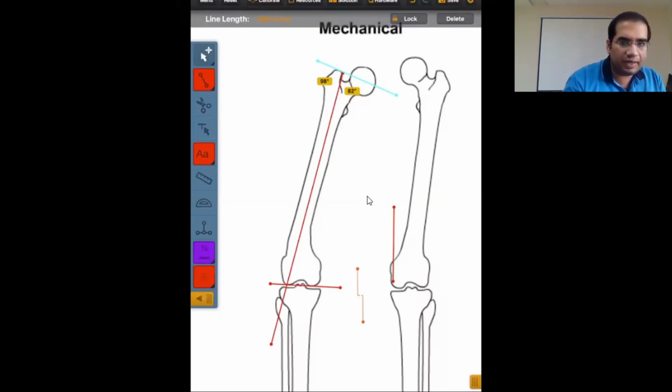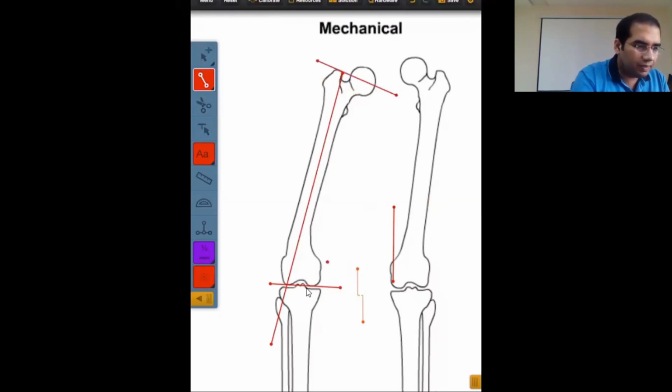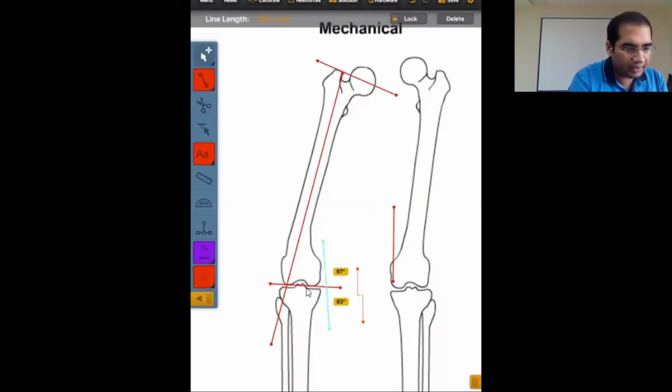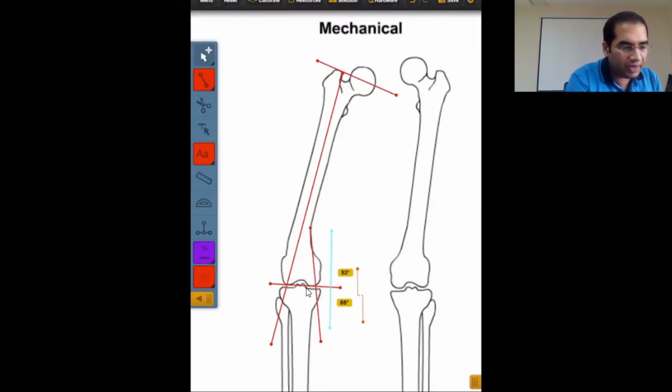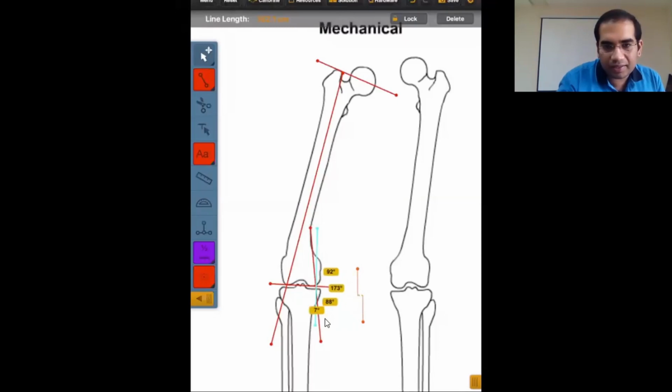This mid diaphyseal line is, now we're going to draw our reference line from the distal side. We all know that the lateral distal femoral angle is 81 degrees. And why is it 81 degrees? The mechanical lateral distal femoral angle is 88 degrees, and the anatomical angle is 81 degrees. Why? Because there is a difference of 7 degrees between the mechanical axis and the anatomical axis of the femur.